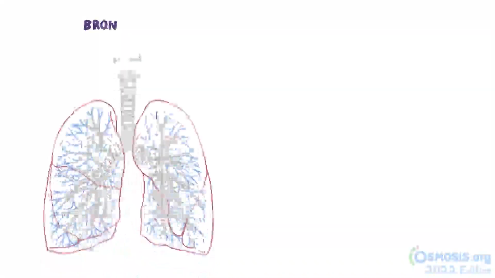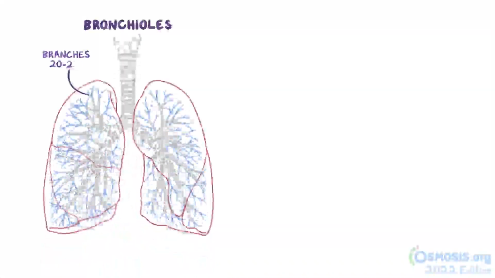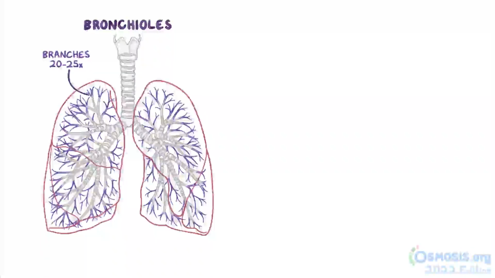Beyond the tertiary segmental bronchi, the tracheobronchial tree branches 20 to 25 more times, resulting in about 20 to 25 generations of branching conducting bronchioles. Finally, conducting bronchioles end as terminal bronchioles, which are the smallest conducting bronchioles and don't have any cartilage in their walls.